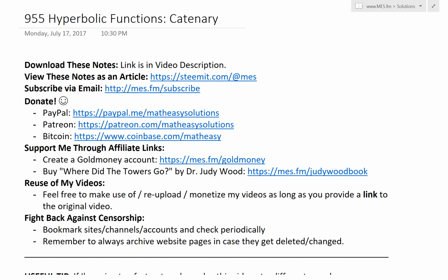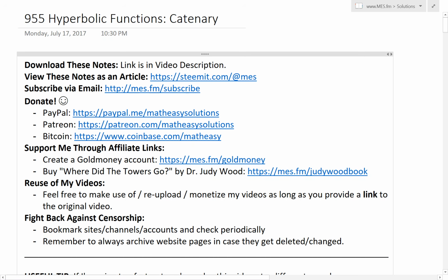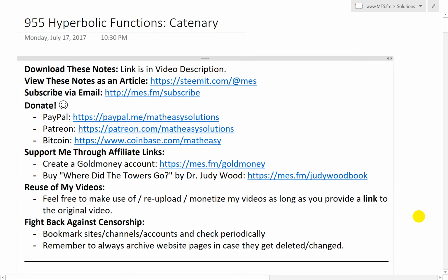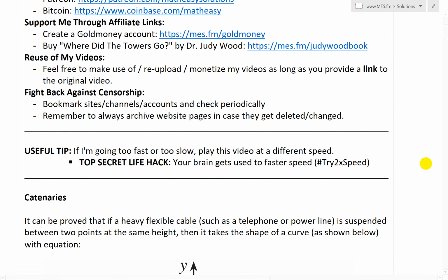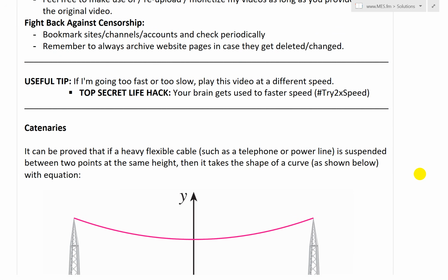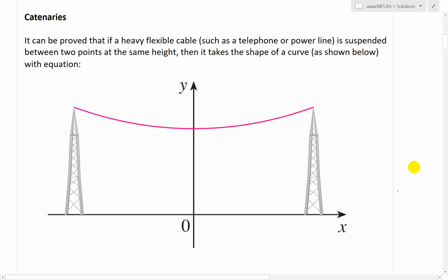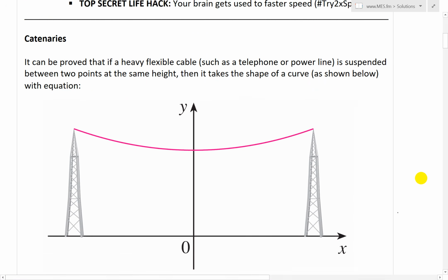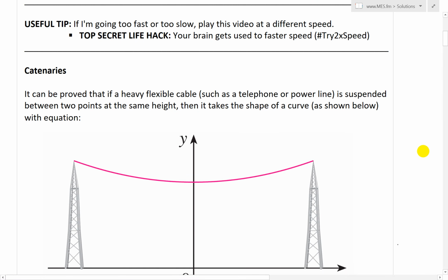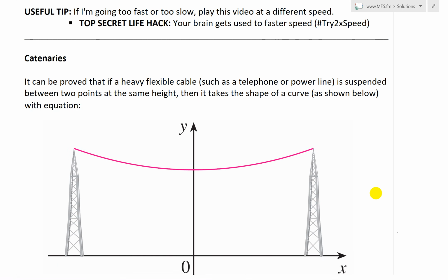Today we're going to discuss a pretty interesting topic: hyperbolic functions and an application, which is the catenary function, a very interesting and fascinating curve and function that has real-world applications. In fact, a subscriber of mine has been asking me to cover catenaries for a while now, so I thought I might as well jump in right now. So let's look at the catenary.